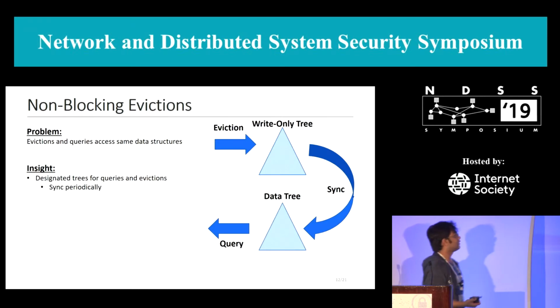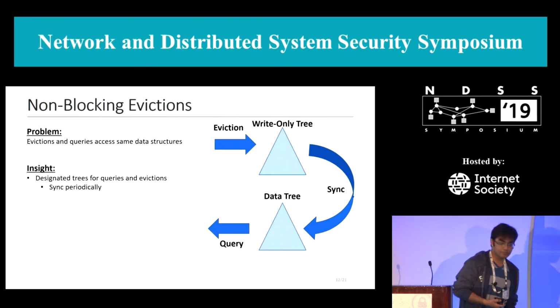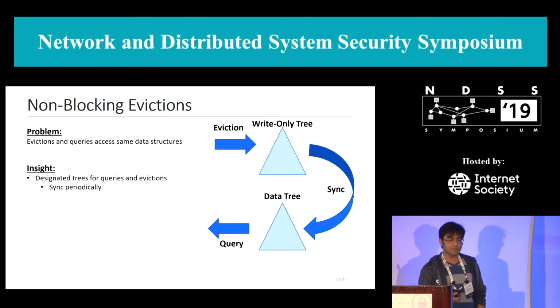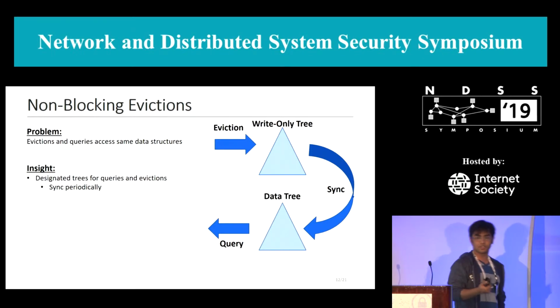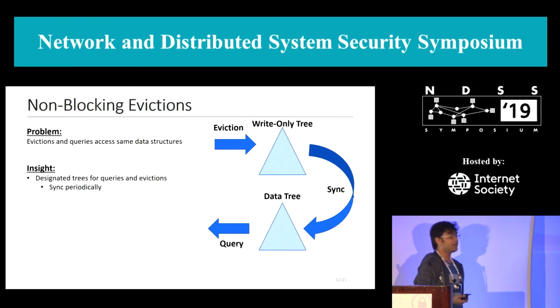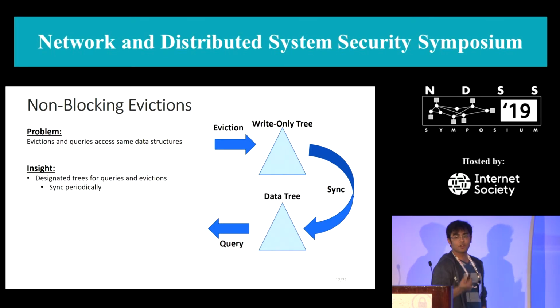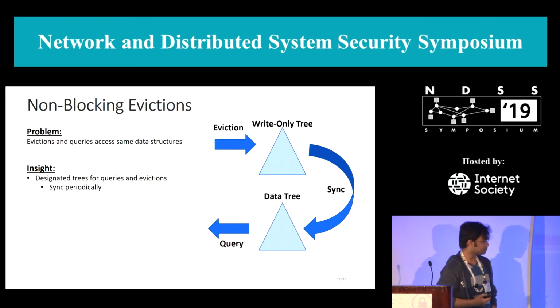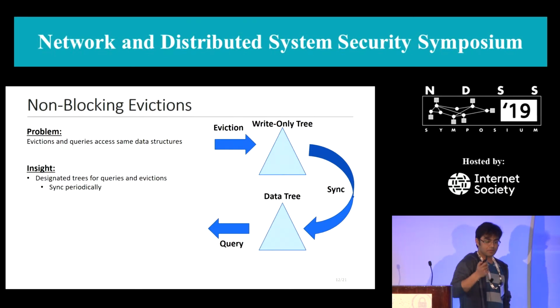Now, the challenge is evictions and queries will access the same data structures, unfortunately. So one insight we have in ConcurORAM is you can actually use separate trees for the evictions and the queries. So evictions will update a write-only tree, and queries will be satisfied from a data tree, and you will periodically sync between these 2 trees. Right? When you're syncing, you still need to block the queries.